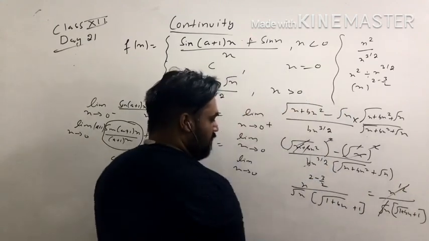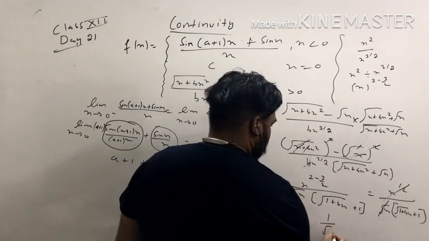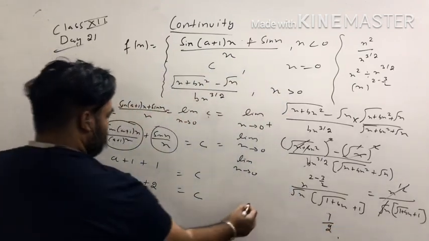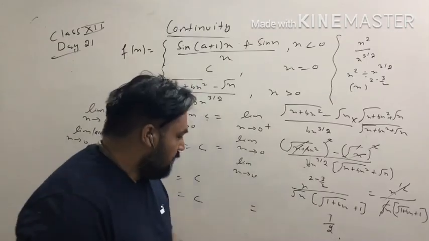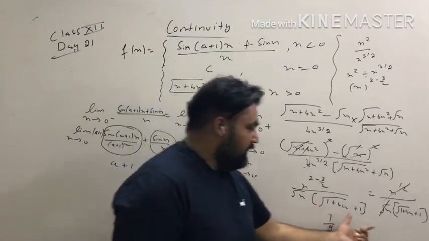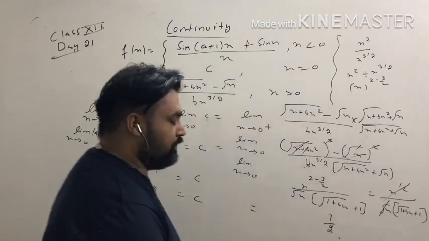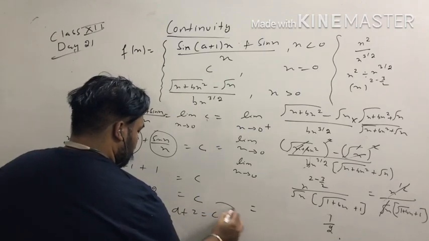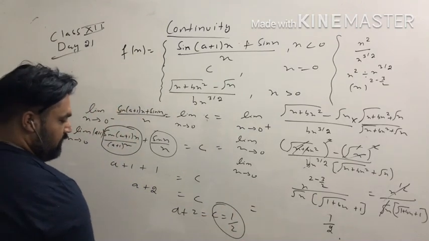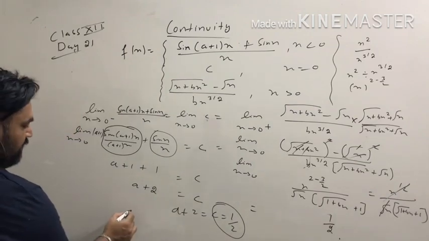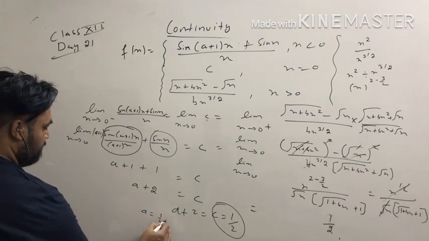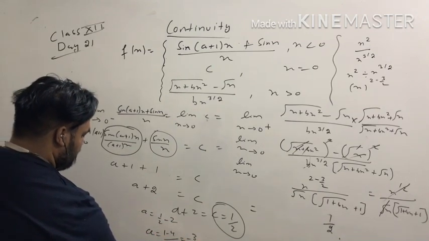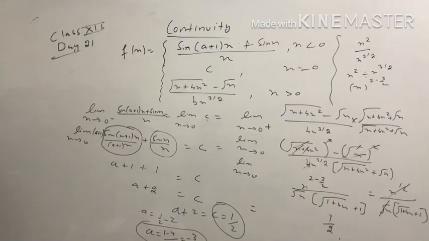Now again this cancels out. Put x equals to 0. We are left with 1 by 2. So the answer is half. When we put finally in the end x equals to 0, we are left with half. Now compare a plus 2c equals to half. The value of c is half and the value of a is half minus 2, 1 minus 4 by 2, which is equal to minus 3 by 2.